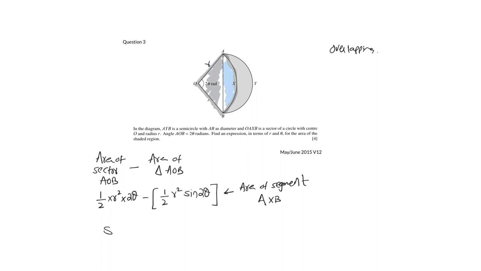So shaded area would be area of semicircle, which is half times pi r square. Now the radius of this circle would be this length, and if you consider this, it makes a right angle triangle. You have OA as your hypotenuse, this as your theta. So the radius, the length from A to the midpoint of AB, would be r sin theta.